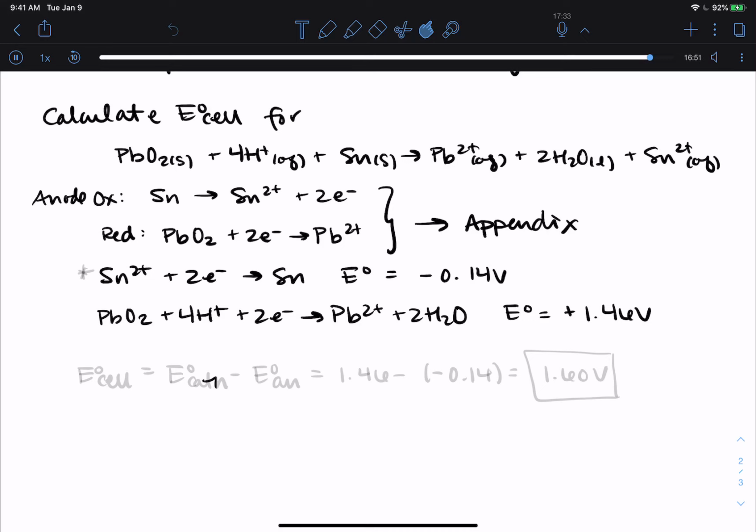So this looks great. And, right, my oxidation reaction is written as a reduction, but I don't have to do anything other than plug in the numbers because my equation will take care of the sign change for me. So my standard cell potential, remember, is the cathode value minus the anode value. So 1.46 minus a negative 0.14, and I get a cell potential of 1.60 volts.